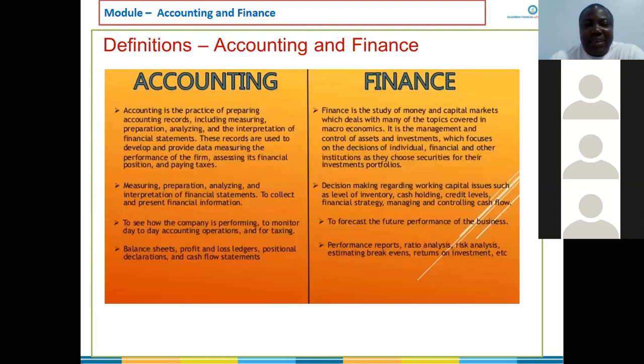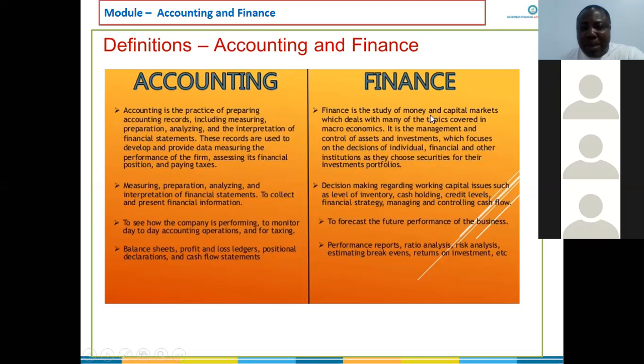So let's look at the difference between the two. Definition of accounting and finance. So I have this picture here. We have accounting here, and we have finance over here. Okay. So accounting is the practice of preparing accounting records, including measuring, preparation, analyzing, and the interpretation of financial statements. These records are used to develop and provide data measuring the performance of the firm, assessing its financial position, and paying tax, okay?